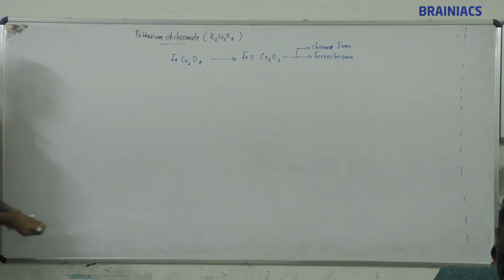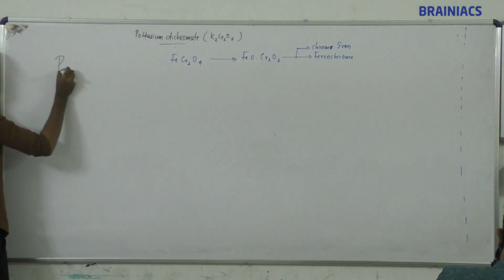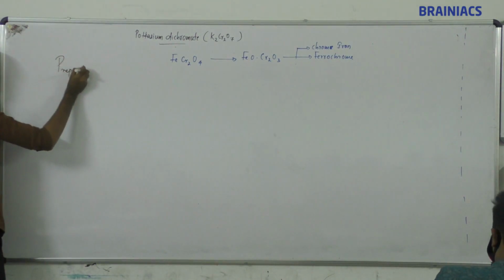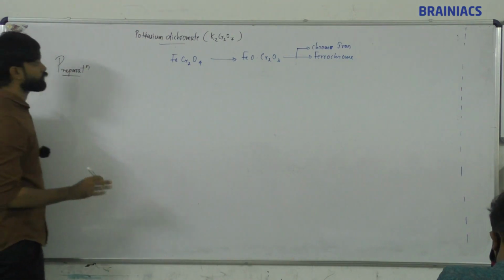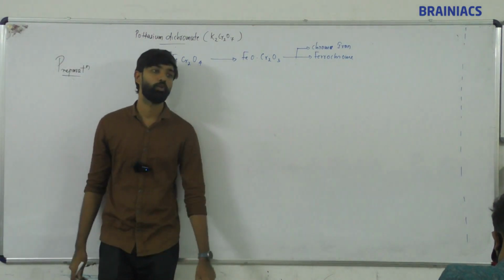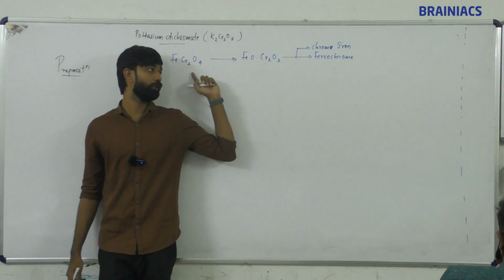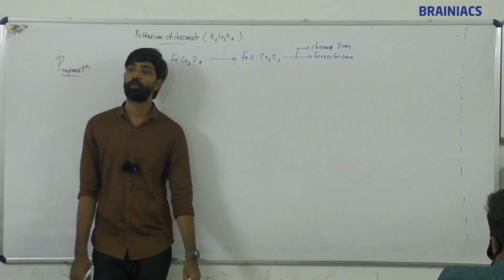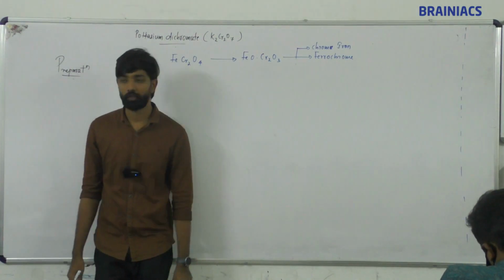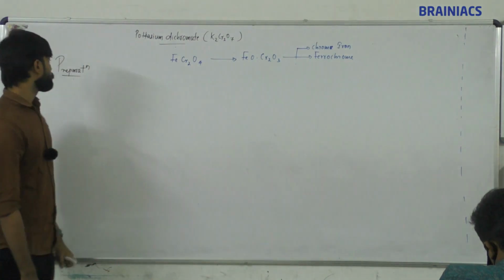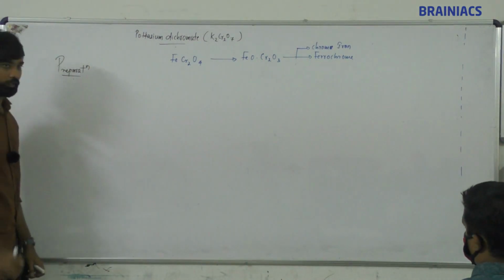Okay. So moving to the preparation. So this is prepared from this ore, and the ore is known as chromite ore. It may be in this form or in this form. Ferrochrome or chrome iron are the alternate names. So preparation consists of 3 steps.